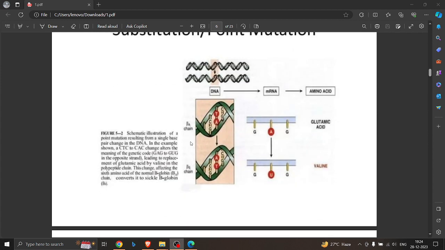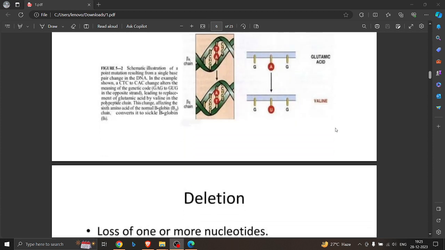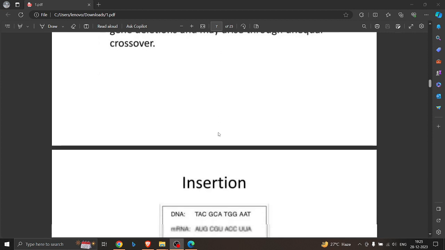Substitution also includes point mutations. This diagram shows the point mutations: the genetic material, the DNA and the mRNA, which is translated into amino acids. Deletion is the loss of one or more nucleotides. Small deletions may lead to frame shift. Larger deletions may result in partial or complete gene deletions, or sometimes unequal crossovers.